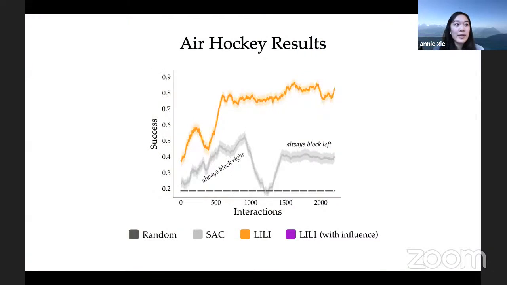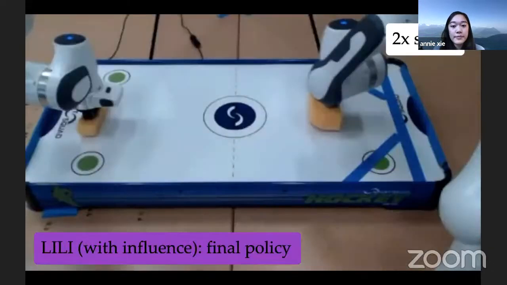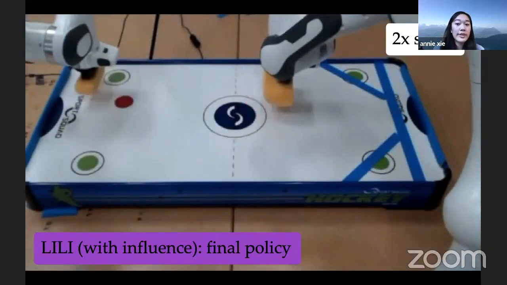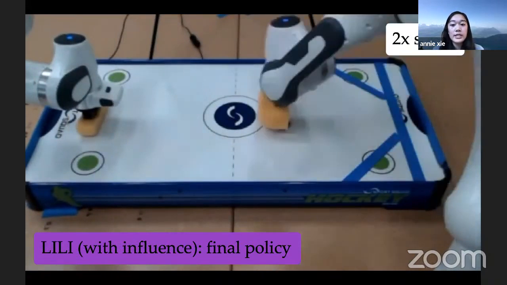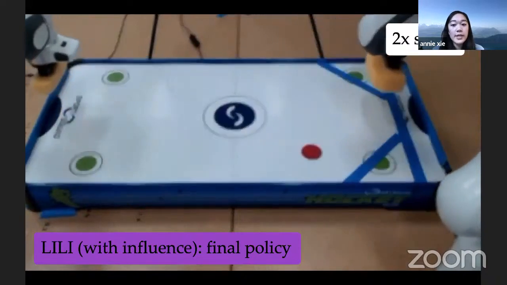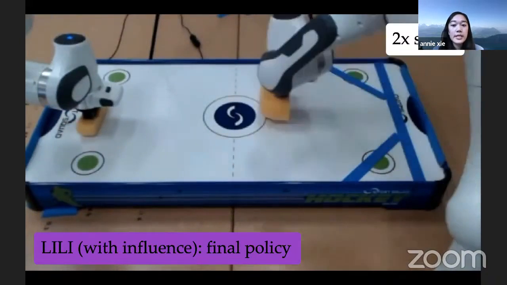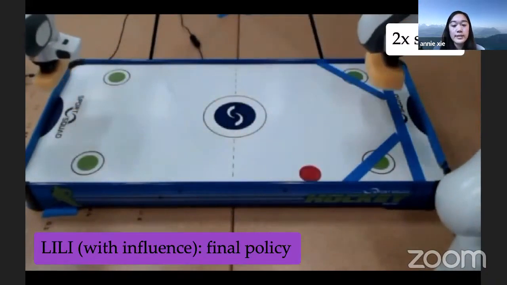Lily blocks successfully about 90% of the time. And finally, we look at Lily with influence. So this agent, as we can see, can manipulate the other agent to alternate between left and middle shots. And by doing this, it achieves higher overall rewards.